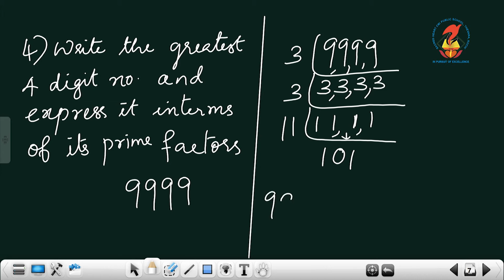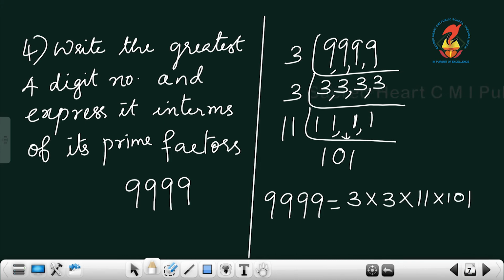So we can write 9999 as 3 into 3 into 11 into 101. 3 into 3 into 11 into 101. This is the prime factorization of 9999.